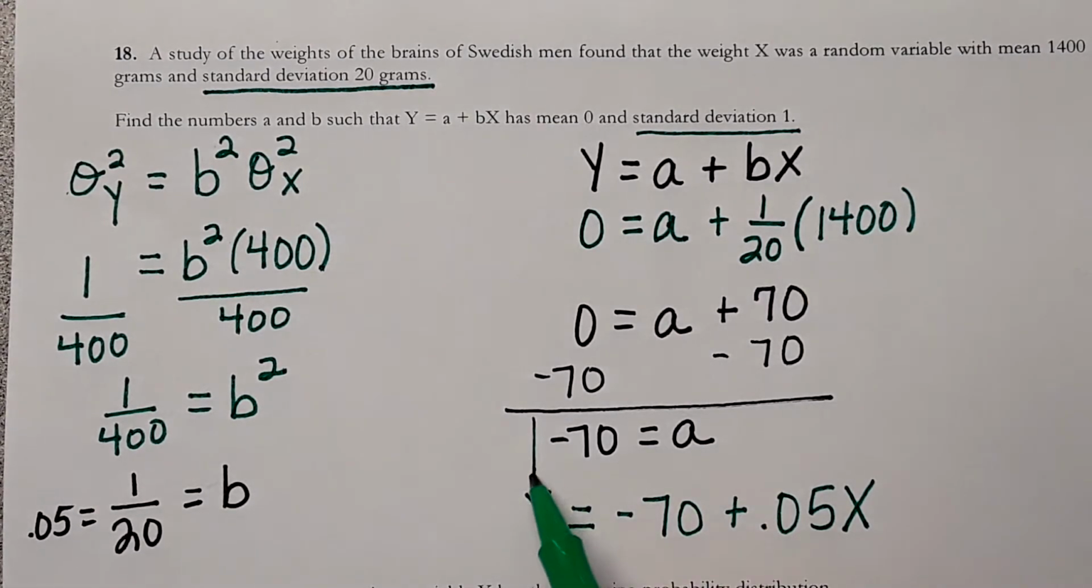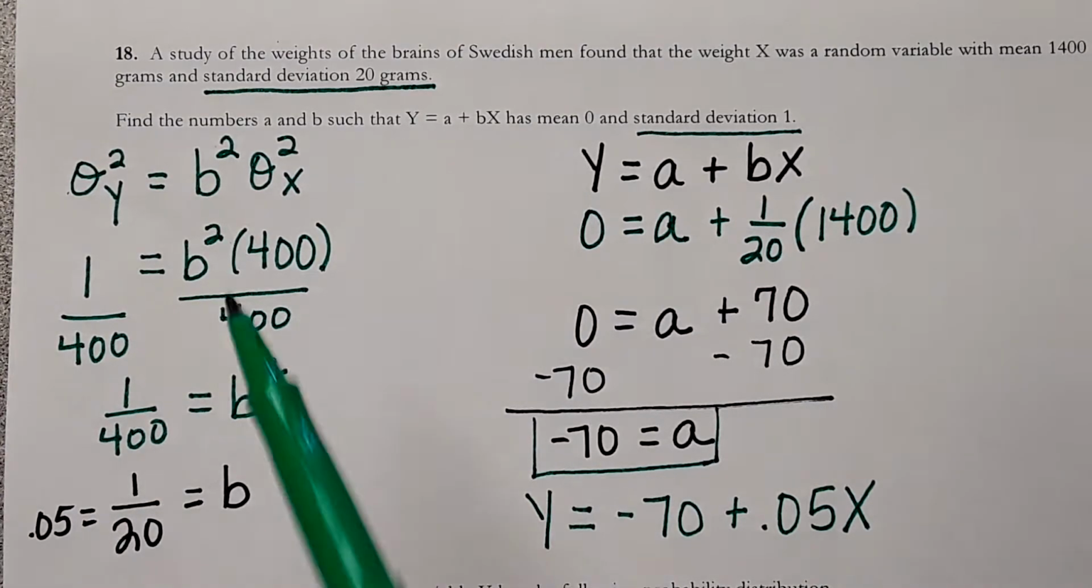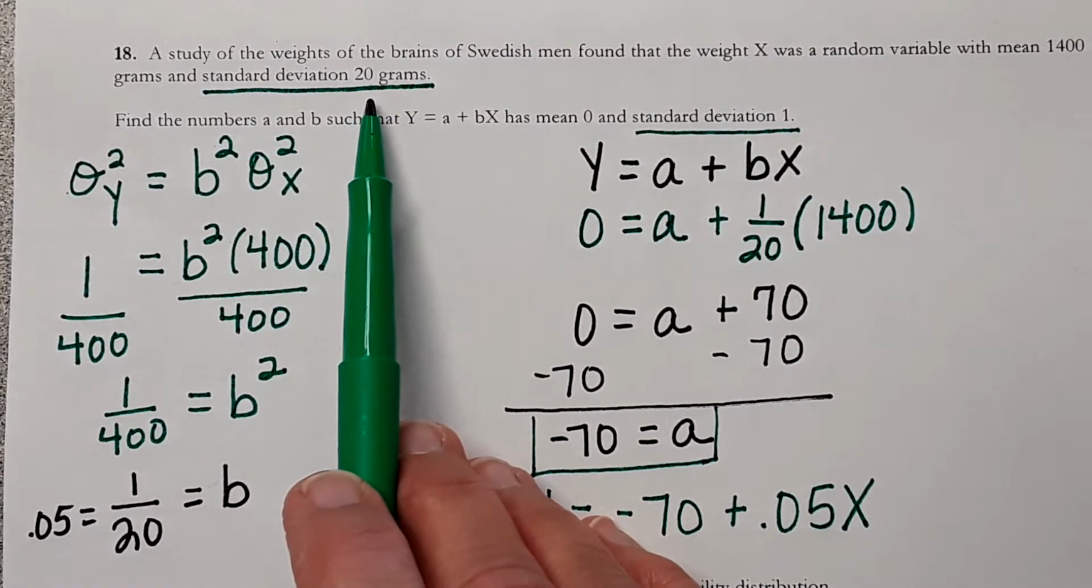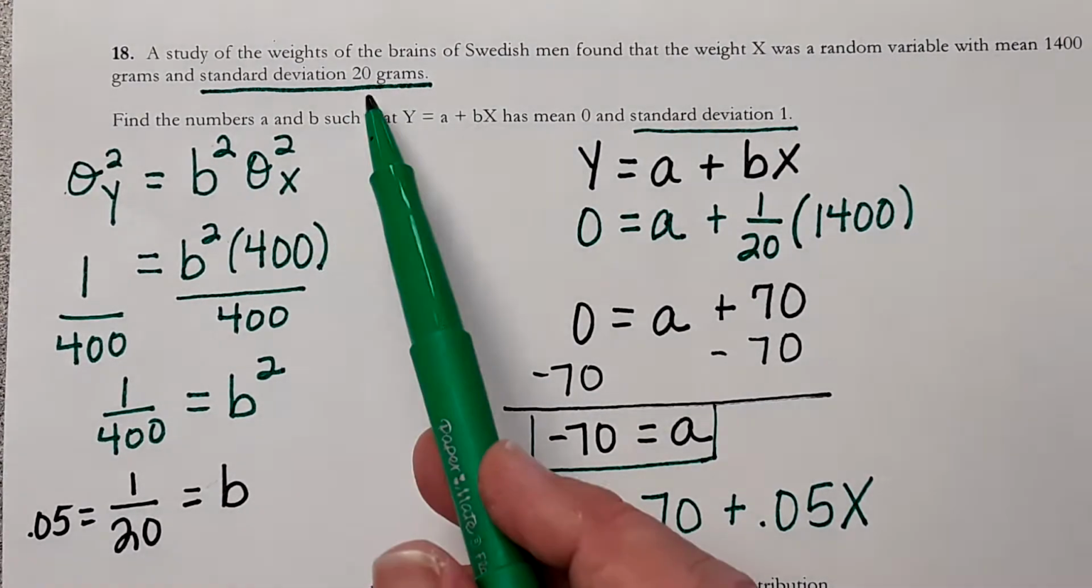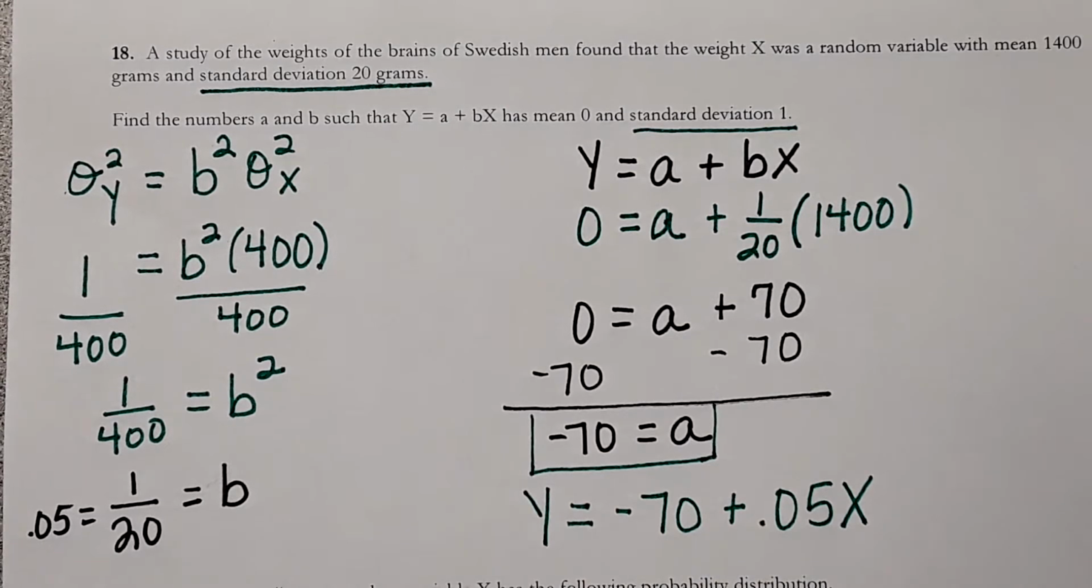I have a question. Mm-hmm. In the left-hand equation, where did the 400 come from? Because 20 squared is 400. Oh, squared. Okay. Because that's the variance. Our standard deviation was 20, so our variance was 400. Okay.